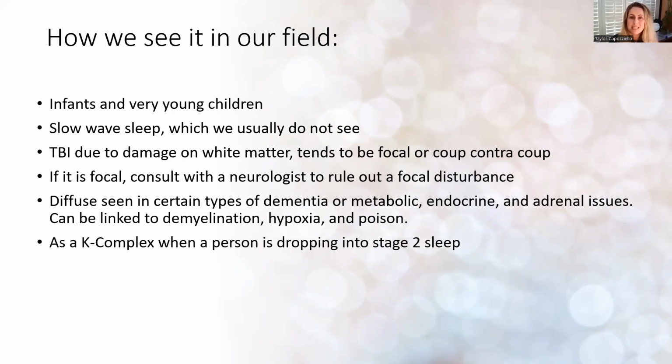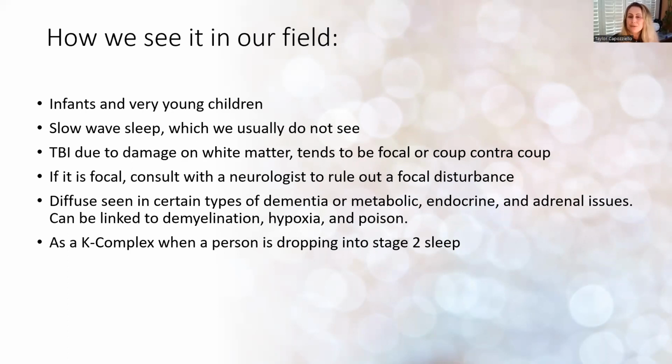Usually we'll see it in a TBI due to damage on white matter. It can be either focal or coup contrecoup, and that's when a person hits their head in one spot, but then the brain smushes and hits the head in the other. So we're going to see one spot and the other of that delta slowing. If it is focal, we're going to want to consult with a neurologist to rule out other focal disturbances. We always want to stay within our scope of practice and make sure that we have another set of eyes on it, because it might be something bigger, and neurofeedback does not fix everything.